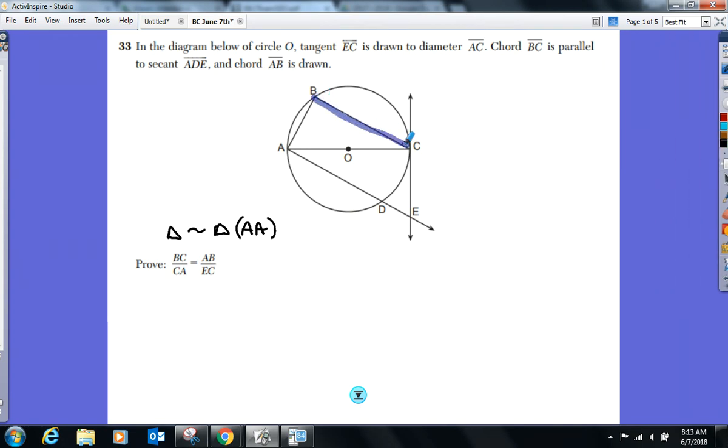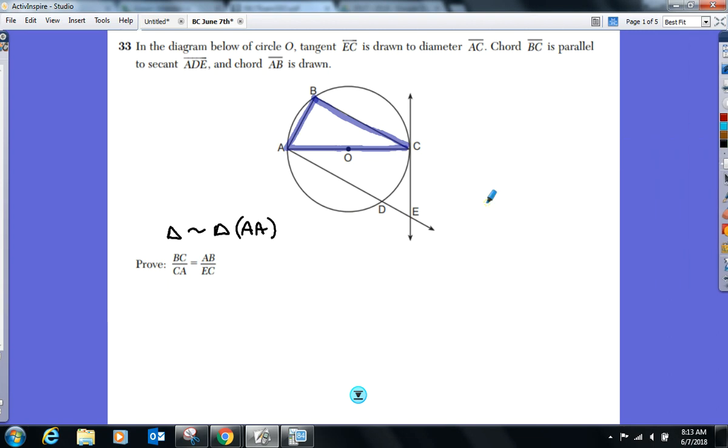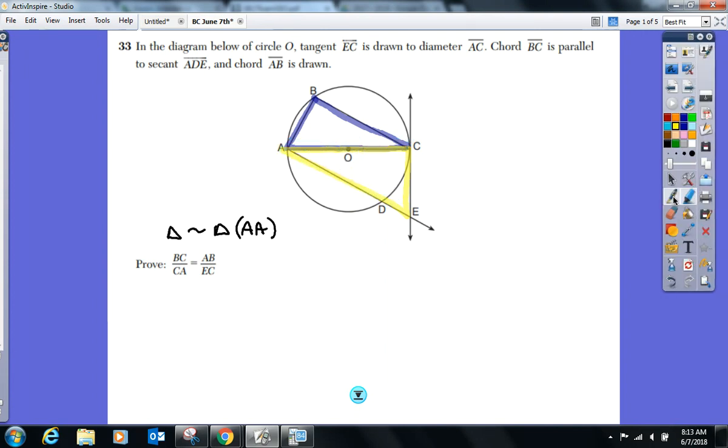And I got side CA. Oh, must be that triangle. Combine with AB and EC. Let's see, EC, oh, must be this triangle as well. So it looks like those two triangles I'm going to prove similar.